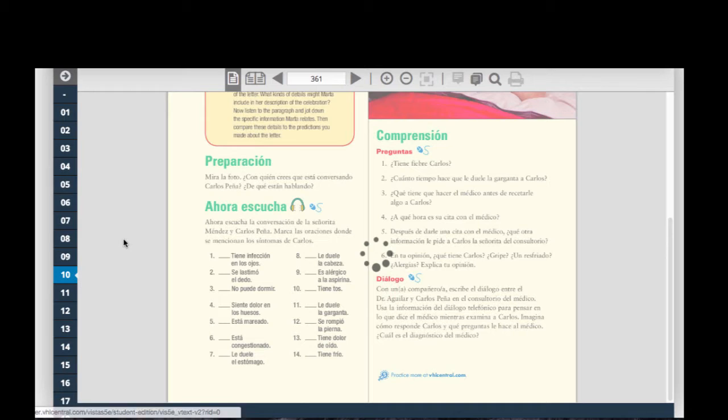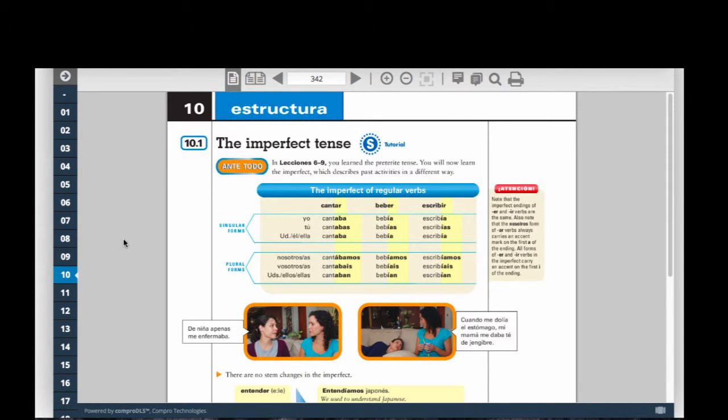we start with 10.1. In previous chapters, you have studied the use of the preterite, and the preterite is a tense of the past that we use to talk about actions that happen in specific times in the past, usually with a beginning and an end. Now, the imperfect is a different type of tense of the past. The imperfect is a tense that we usually use to talk about repeated or habitual actions in the past, things that we used to do. That's how we would do it in English, with used to.